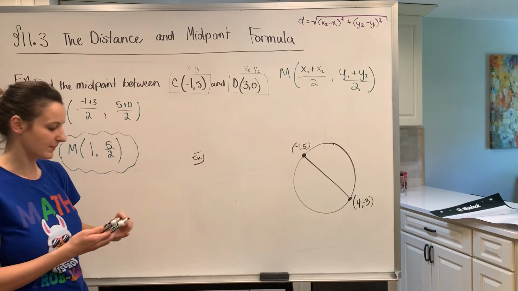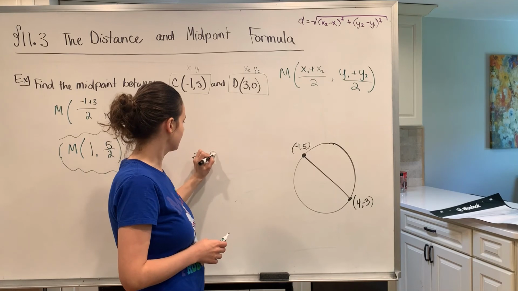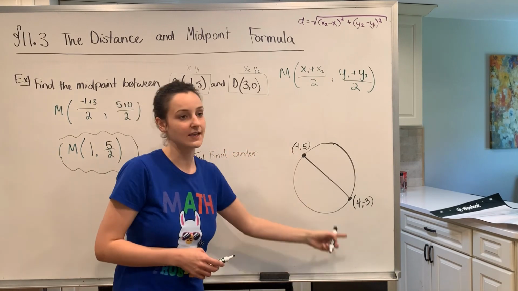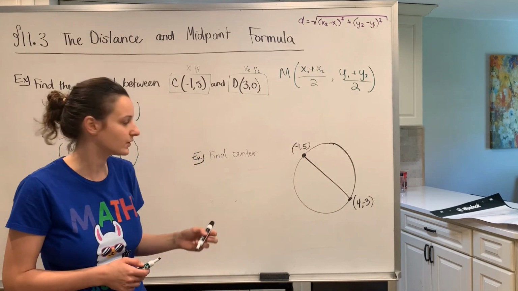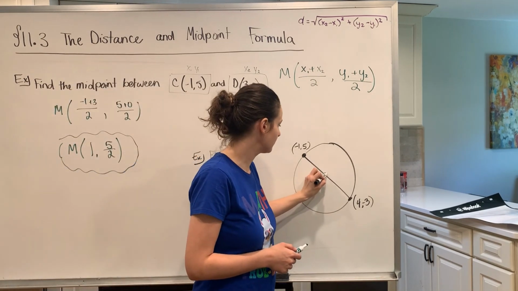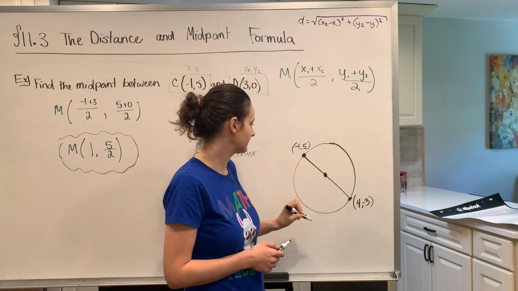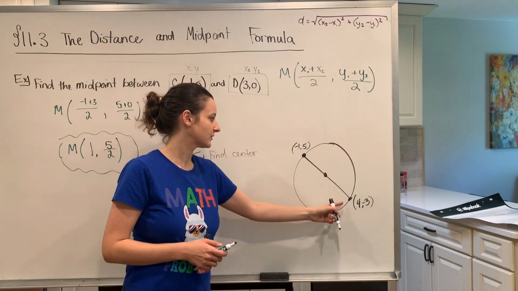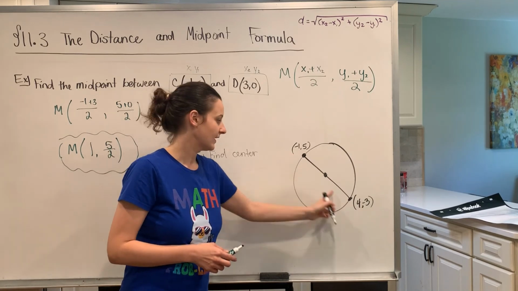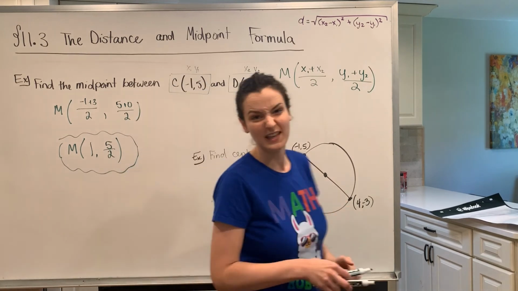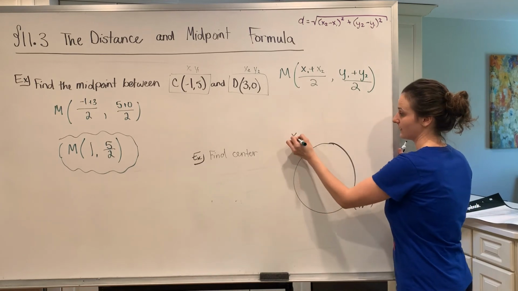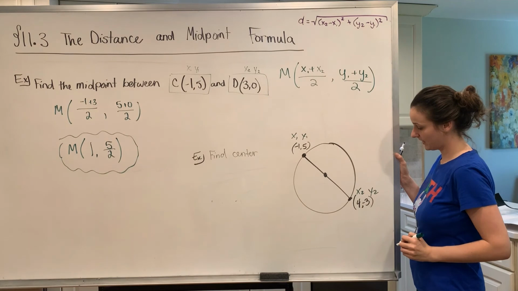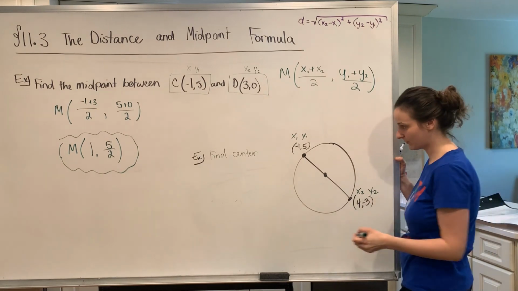Let's look at another example. I'm going to ask you here to find the center of the circle. Notice here I've been given the diameter. The diameter goes across the circle and it passes through the center. I want to find the center of this circle. To find the center of the circle, it is the midpoint between (-1, 5) and (4, -3). Again, label your points. I'll call this one x1, y1, this one x2, y2. And now I can plug into my handy dandy midpoint formula.